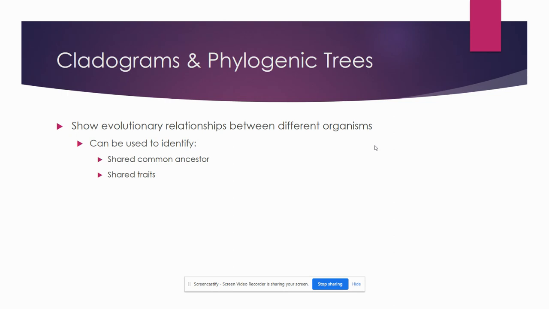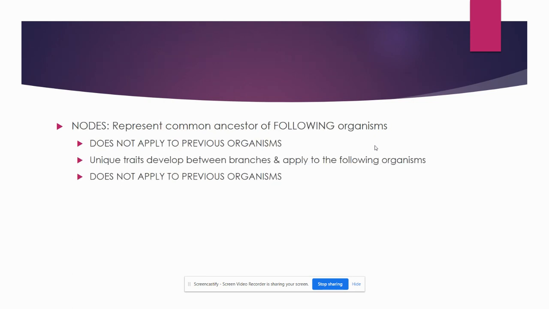So cladograms and phylogenetic trees. These show evolutionary relationships between different organisms. We've looked at several different cladograms and phylogenetic trees in our first two evolution units, but we never identified how to read them. Y'all were just looking at them. So I think you'll find this pretty easy because we've kind of done it already.